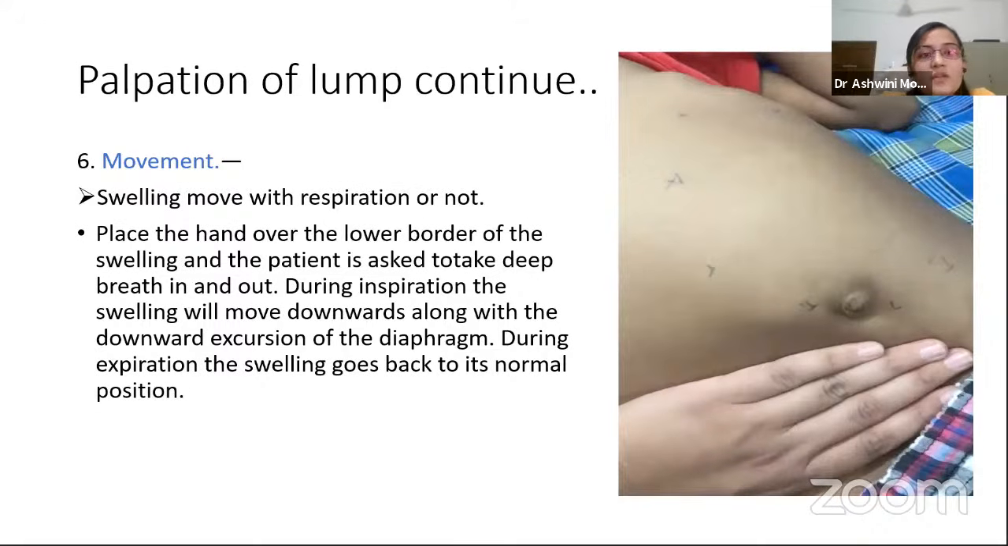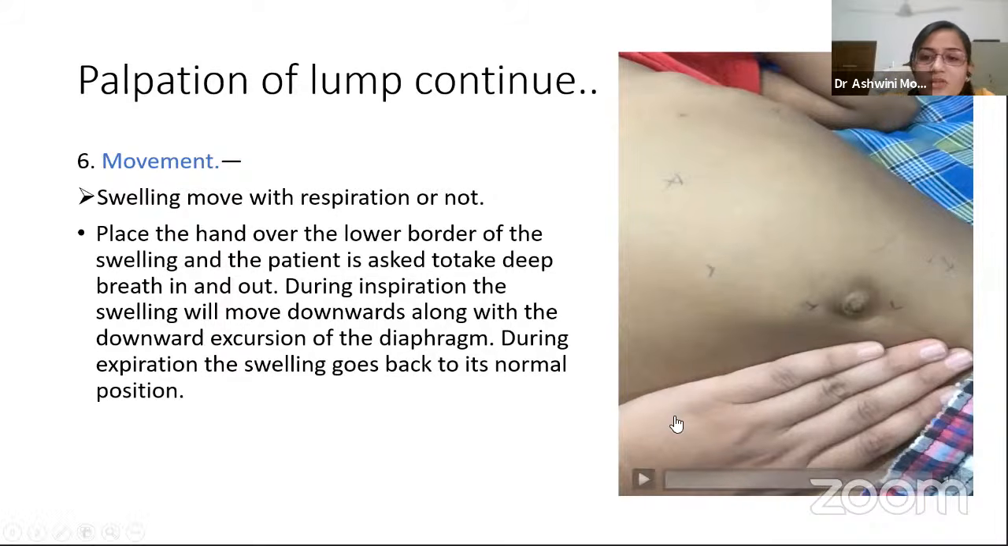Another is the movement. It is important whether the swelling is moving with respiration or not. That is appreciated by putting a hand over the lower border of the swelling and asking the patient to take a deep breath in and out. During inspiration, the swelling will move downwards along with the downward excursion of the diaphragm. During expiration, the swelling goes back to its normal position. The swelling will touch our palpating fingers during inspiration, as the diaphragm is coming down, bringing the viscera down into the abdomen, and it will move back up during expiration.